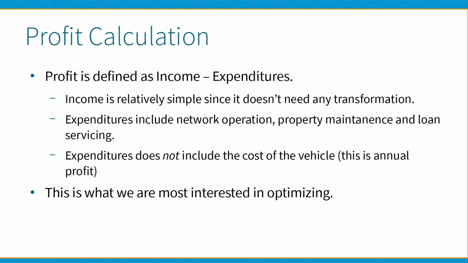We've already talked about profit calculation, but it's worth repeating here that we're looking at income minus expenditures, and it only includes network operation, property maintenance, and loan servicing because it's an annual rate.